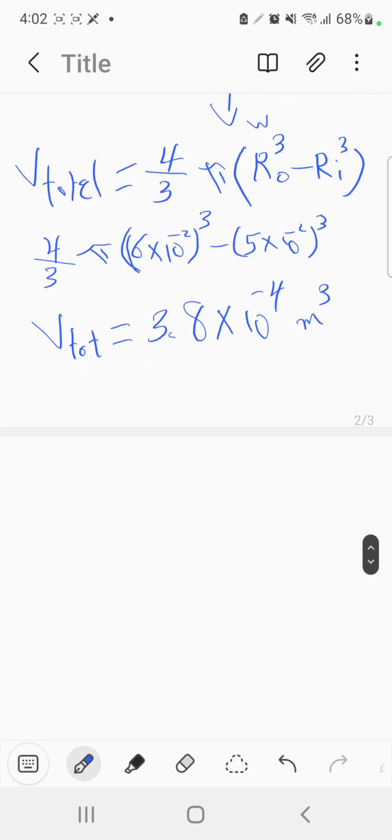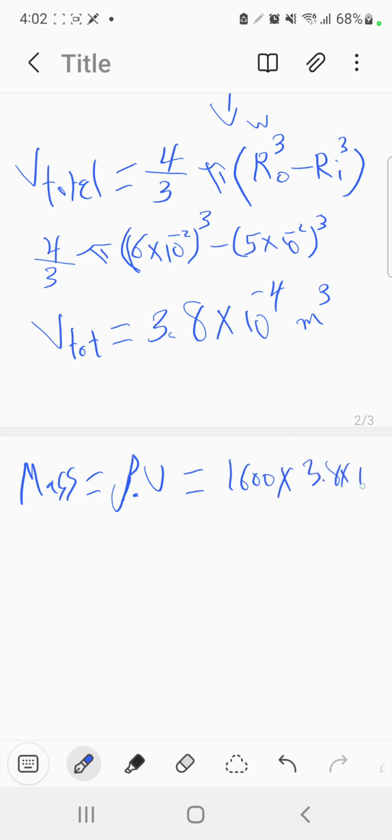After we found the V total, now we can find the mass. The mass equation is rho times V. So we have rho, which is 1600, and we have the volume now, which is 3.8 times 10 to the power minus 4. So mass is equal to 0.6096 kilogram.